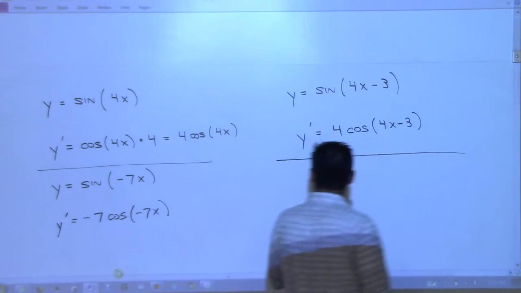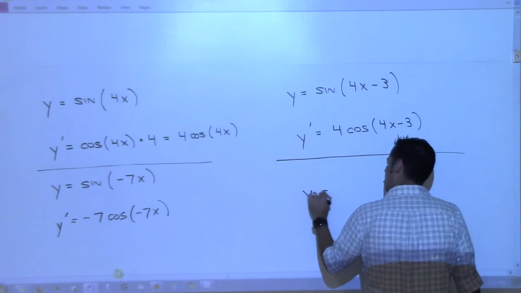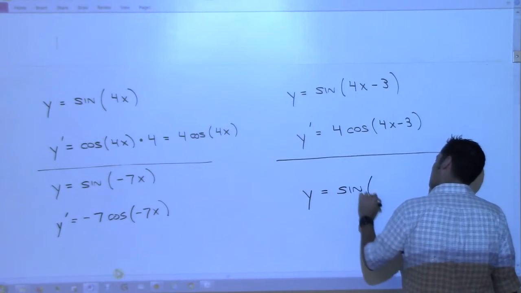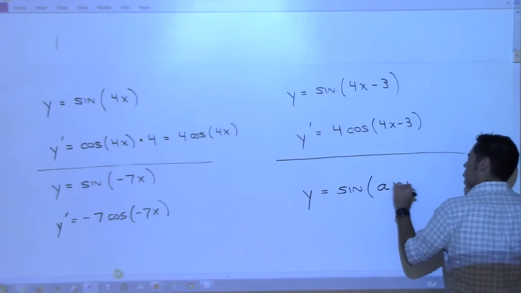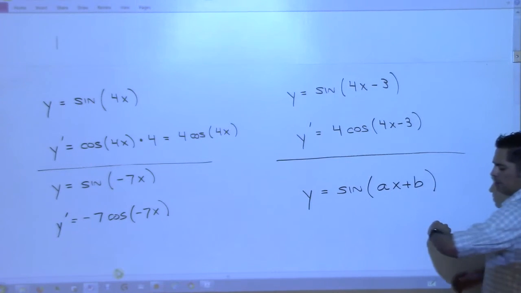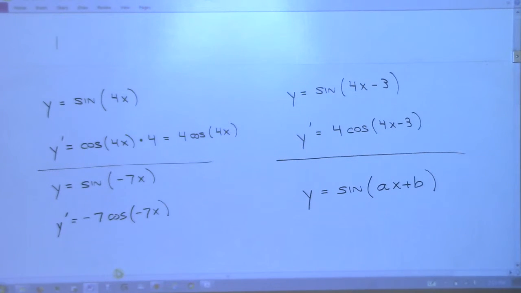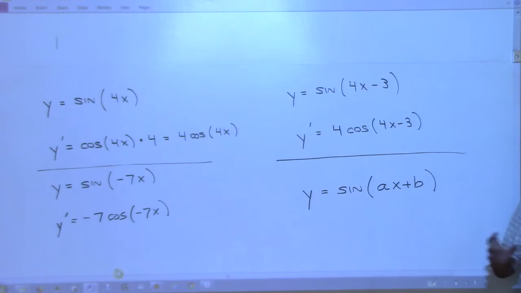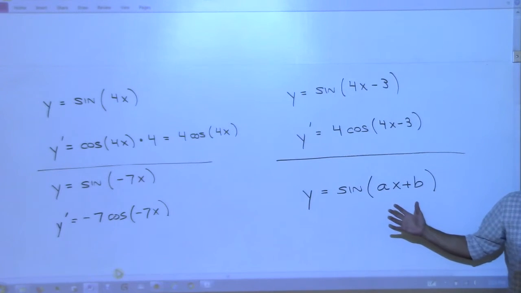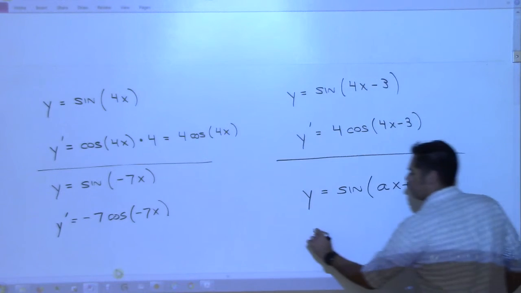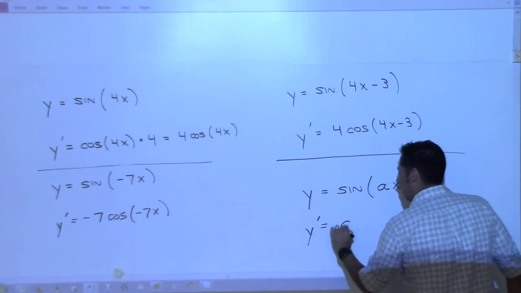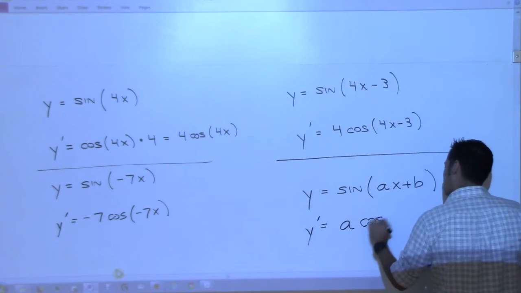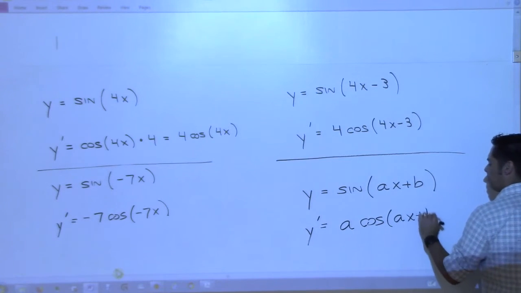All right, so how about this, everyone? What would the derivative of sine of ax plus b turn out to be? So what I'm saying is that x is a variable here. A and b are constants. So I'm not giving you what a and b are. What we're actually going to get here is like a general formula. So the derivative of this should be a times cosine of ax plus b.